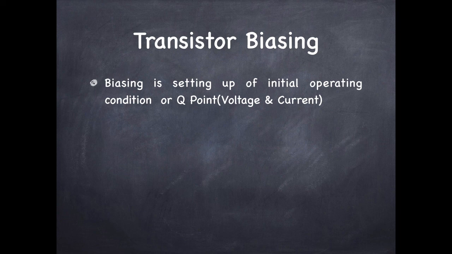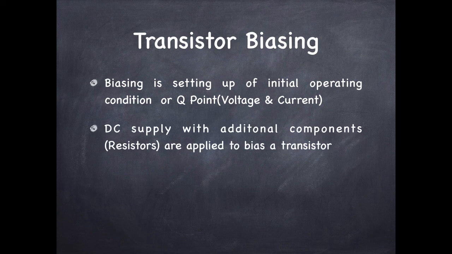For that purpose, DC supply is given to the transistor. Additional components like resistors are connected to achieve specific DC voltage and current values. This DC condition is called the operating point, Q point or quiescent point. So, the biasing decides the region of operation of a transistor and thereby decides the application area of the transistor.